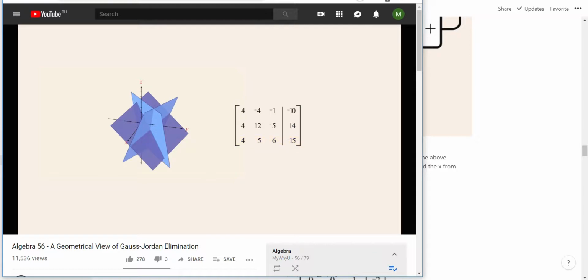We will start by changing the first row's leading entry to a 1, using a scale operation to multiply row 1 by 1/4. Since a scale operation does not affect a matrix row's graph, this operation has no effect on the planes.